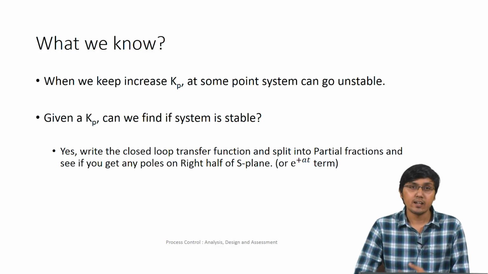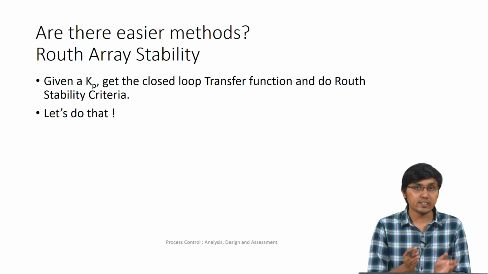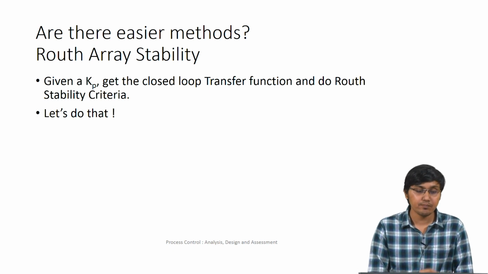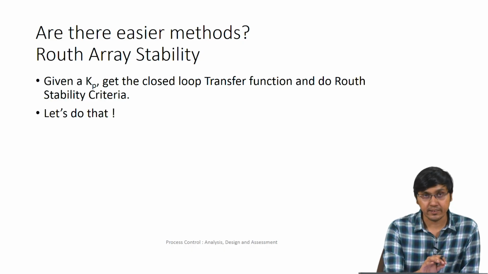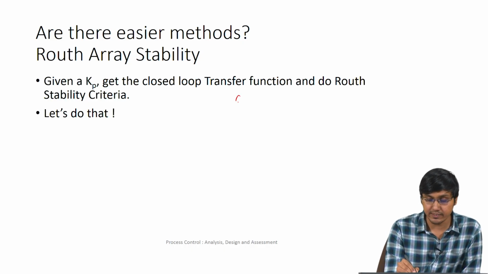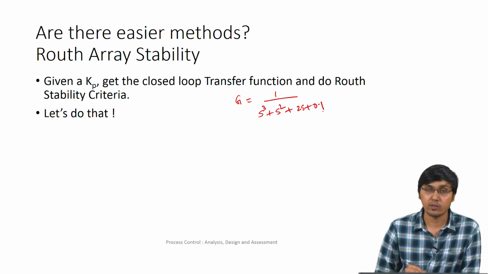But instead of doing all these partial fractions, instead of finding all the poles for a given Kp, is there any other easier way? We can use the Routh-Hurwitz stability criterion. In the Routh-Hurwitz stability, we can take a system, say G of S equal to S cube plus S square plus 2S plus 0.1.